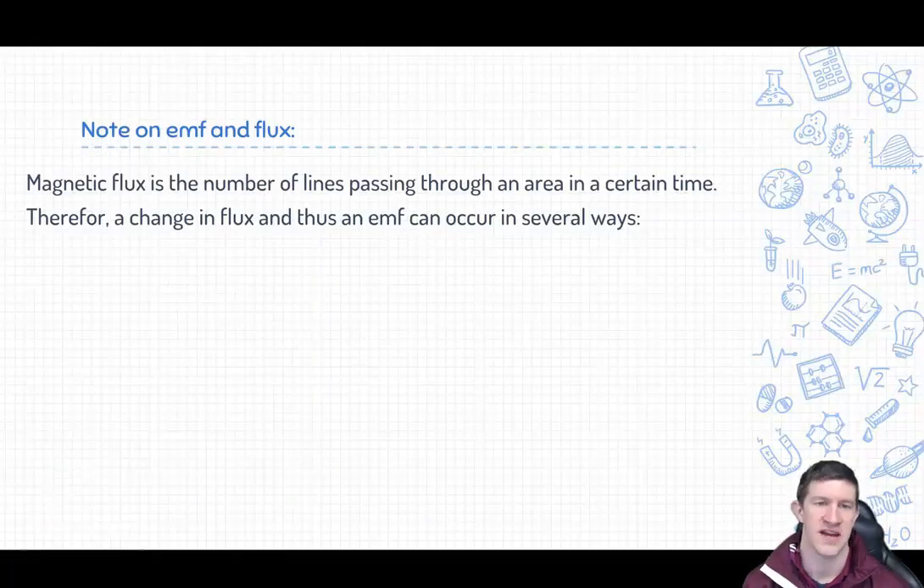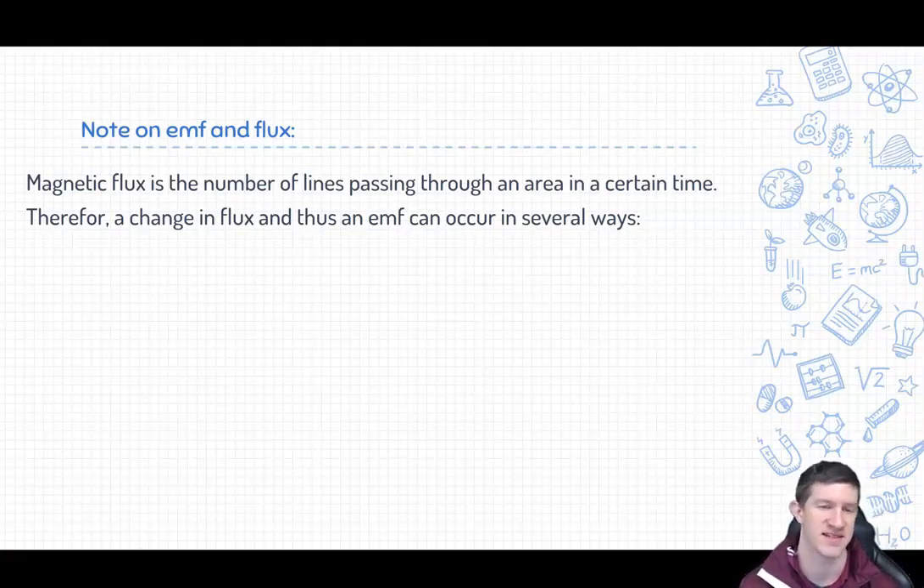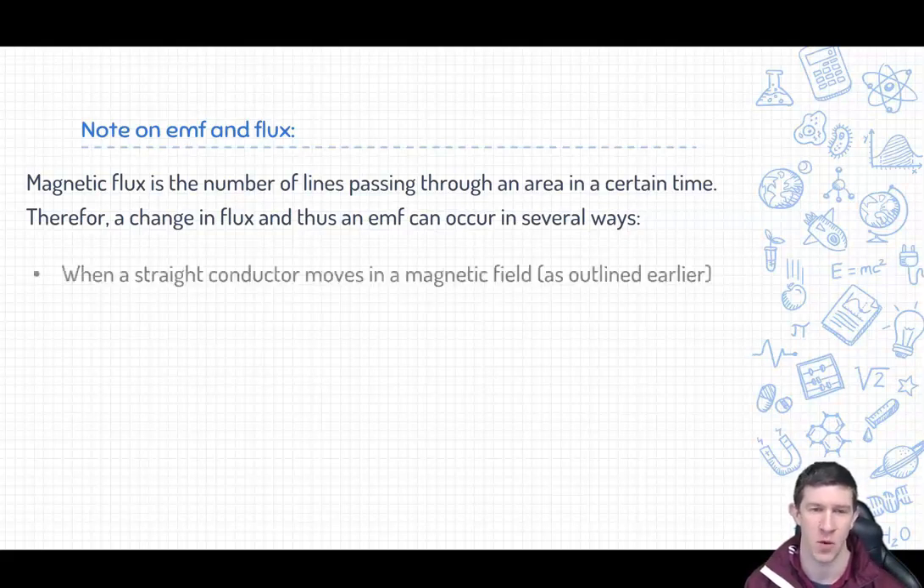Just a side note on the EMF and the flux. The flux is the number of lines passing through an area in a certain time. If you remember, we talked about it's kind of like the area is your net, and the number of magnetic lines that pass through that net are kind of like the fish that you catch in it. And that's what we're defining. The flux is the number of fish in a certain amount of time. So if we change the flux, and therefore we're changing the EMF, then we can do this in a couple of different ways.